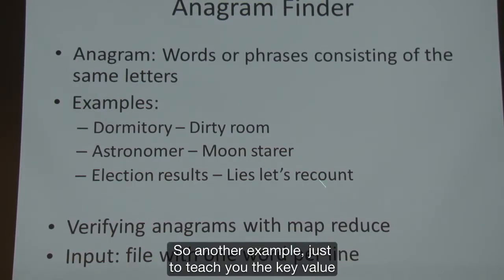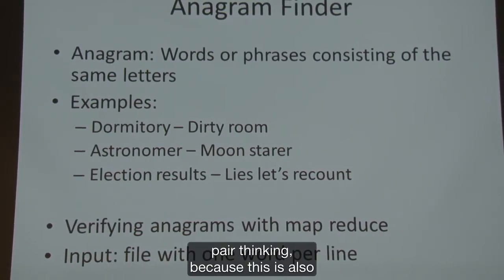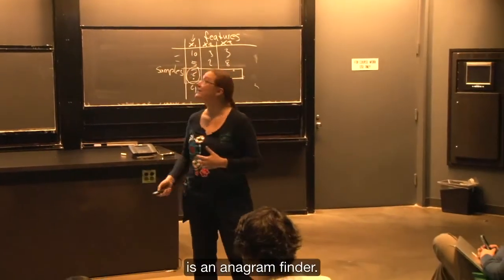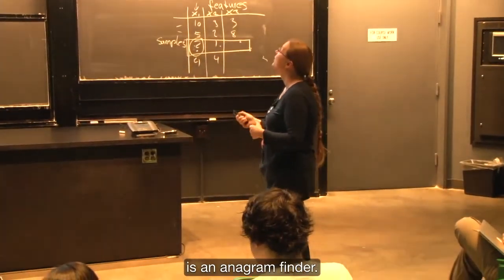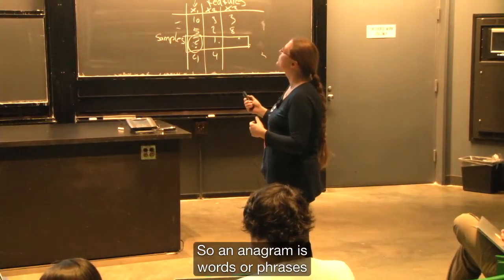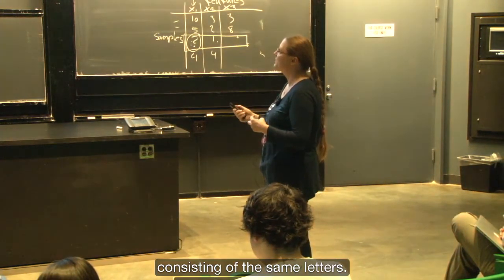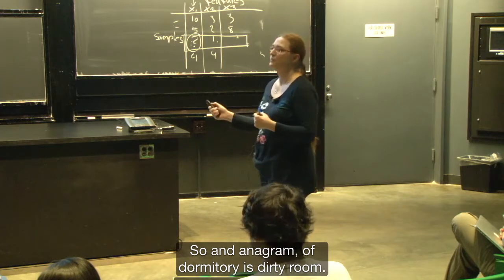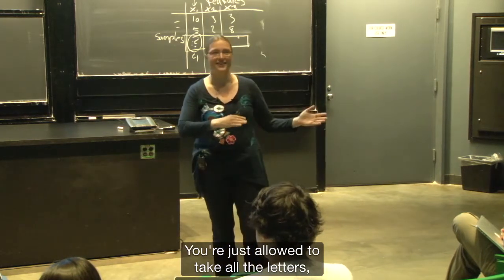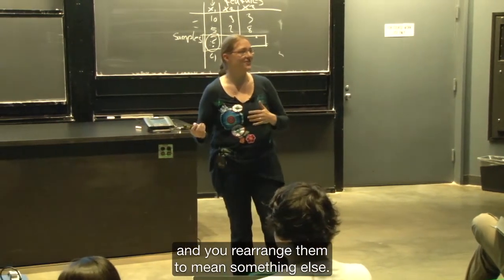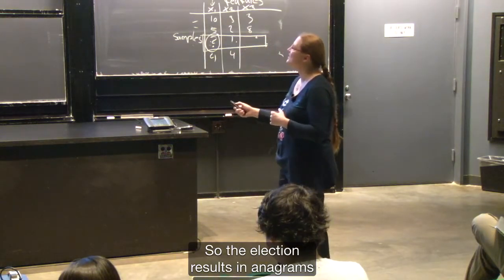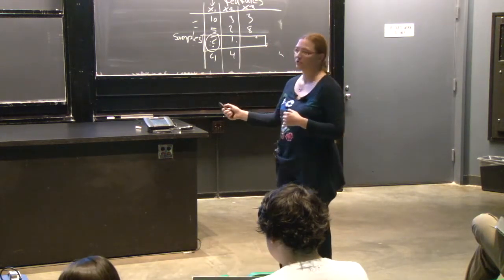So another example, just to teach you this key value pair thinking, because this is also going to be useful for a lot of Spark applications, is an anagram finder. An anagram is words or phrases consisting of the same letters. So an anagram of dormitory is dirty room. You're just allowed to take all the letters and rearrange them to mean something else. So for election results, an anagram is lies. Let's recount.